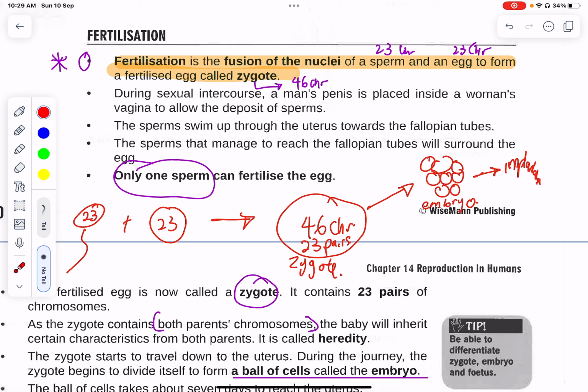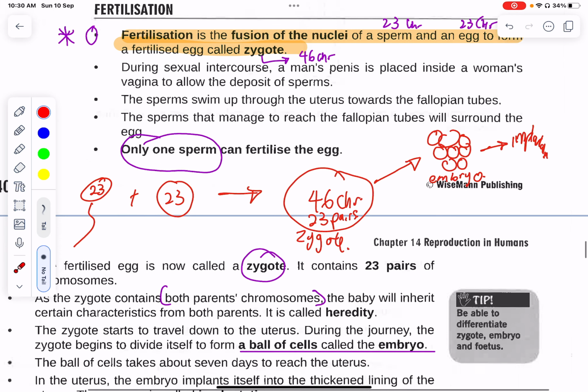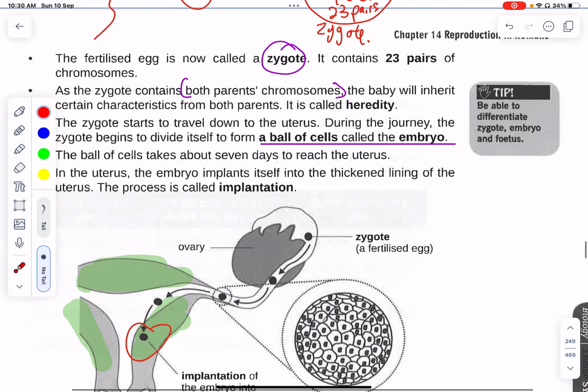It will form the zygote, and from the zygote it will slowly duplicate to form the embryo, leading to maybe implantation of the egg. So this egg is then fertilized to form the zygote containing 23 pairs of chromosomes. In exam, you will have to be able to articulate or write down this process if they ask you to describe the fertilization process.